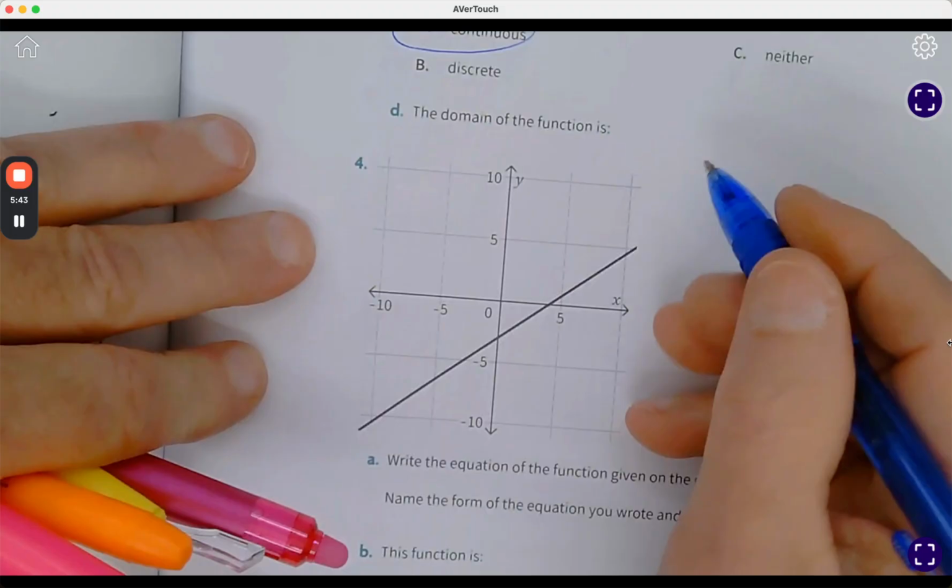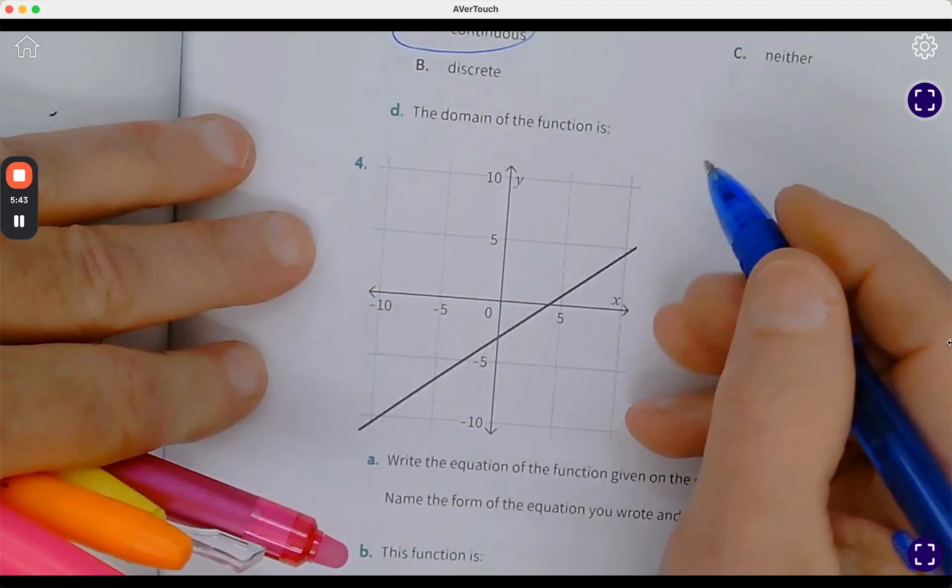Here's number 4. Write the equation. It's a line, so it's linear. So get that one right. Y equals mx plus b. M is the rise over run. So I'm going to go from there to there, up 3 over 4. That's my m. Your b is your y-intercept.